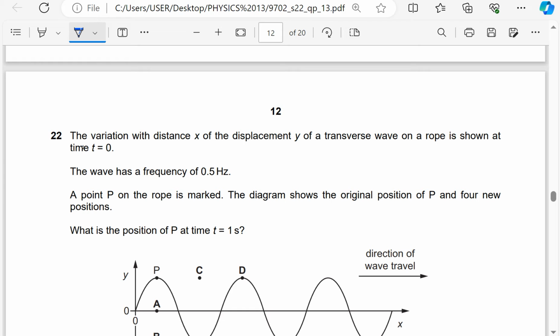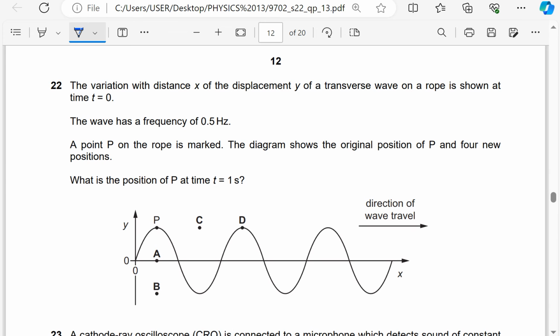The variation with the distance x of displacement y of a transverse wave on a rope is shown at t equals 0. The wave has a frequency of 0.5 Hertz, which means the period is going to be 1 over 0.5. I think that is 2 seconds.